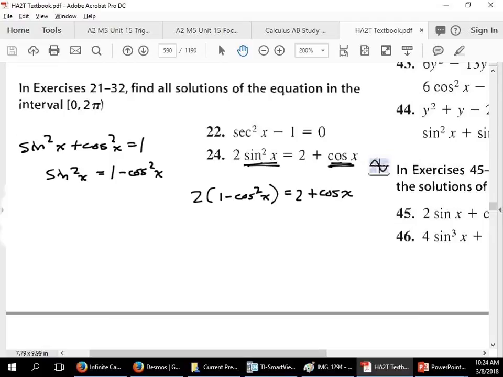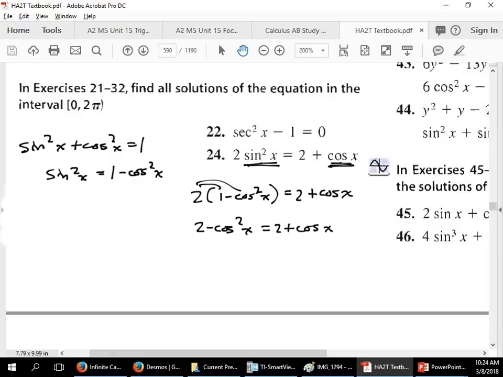To finish this, you've got to get everything on the same side, because it has to equal 0 first. And then you factor. Then you set your factors equal to 0, and so on and so forth. You want to just do it, right? Yeah, you do. Okay, so let's distribute this 2 really quick. So we get 2 minus cosine squared x equals 2 plus cosine x.